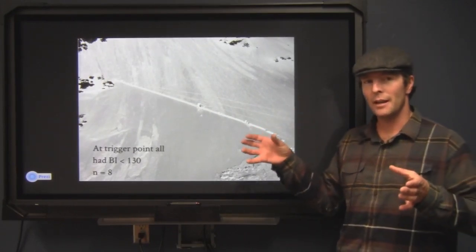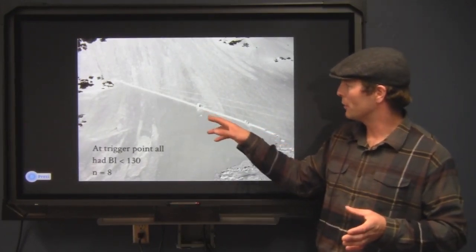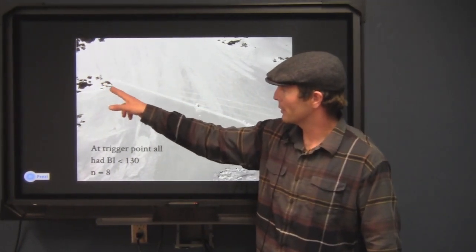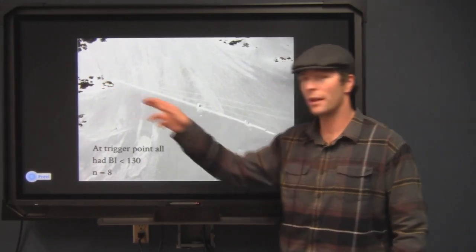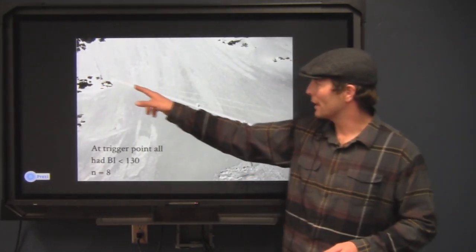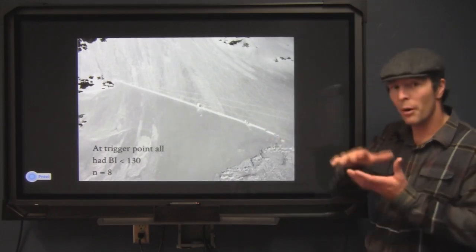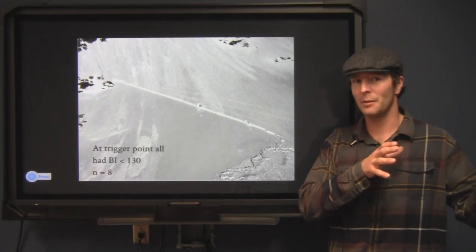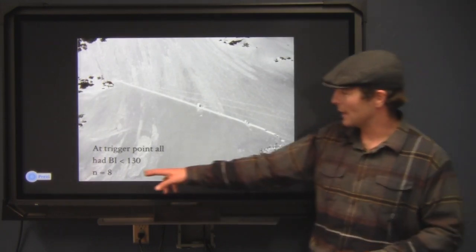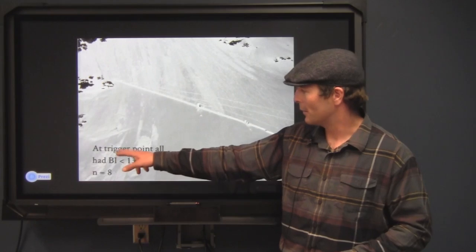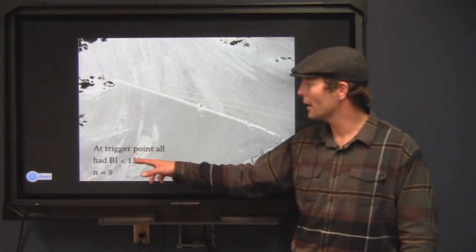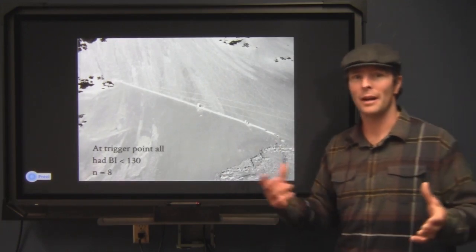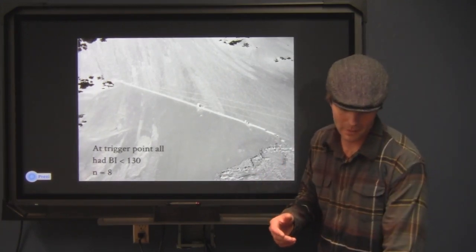a lot of those data that we just looked at would be from profiles at the crown. So in this example, the trigger point, or the place where this avalanche triggered, was probably here in the thin spot by the rocks. But as you can see, we're getting profile information from thicker parts of the slab. So those data that we saw in that frequency plot would probably actually be a little bit less than what they're showing. And then if we look at the 8 that we got data right from the trigger point, they all had a bridging index of less than 130. So that 130 is kind of backed up by a couple different investigations.